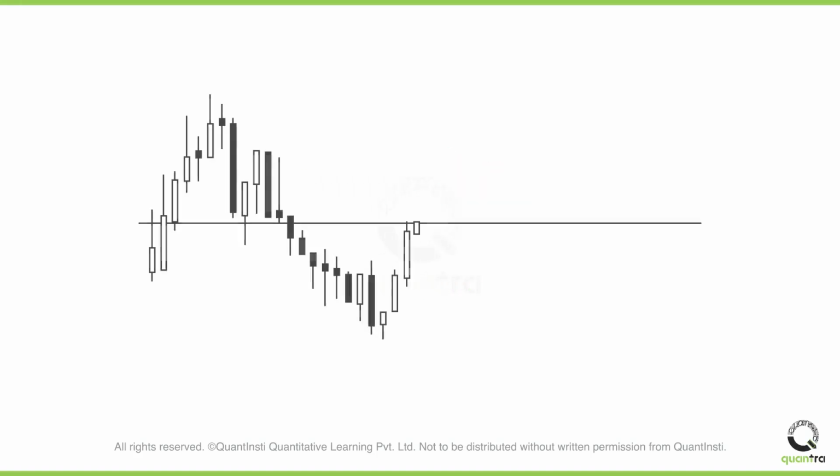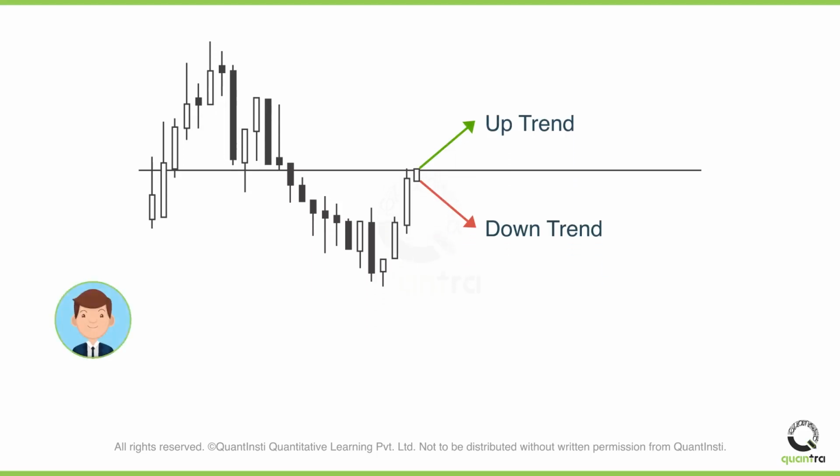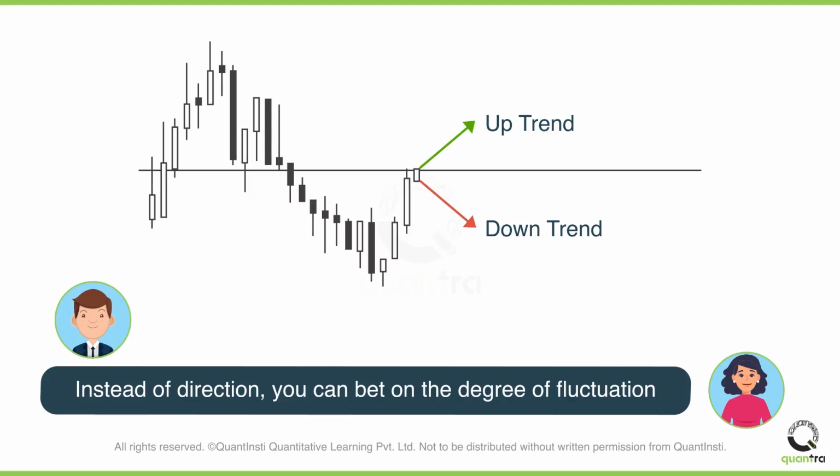According to him, since the Fed meeting is coming up, there will be a big movement in the market. But he just doesn't know whether the movement will be in an upward or downward direction. So he goes to his friend Sophie for suggestions. Instead of betting on the direction, why don't you bet on the degree of fluctuation?